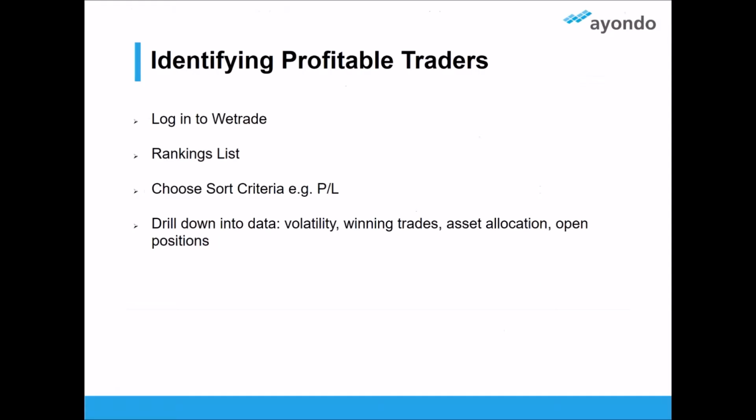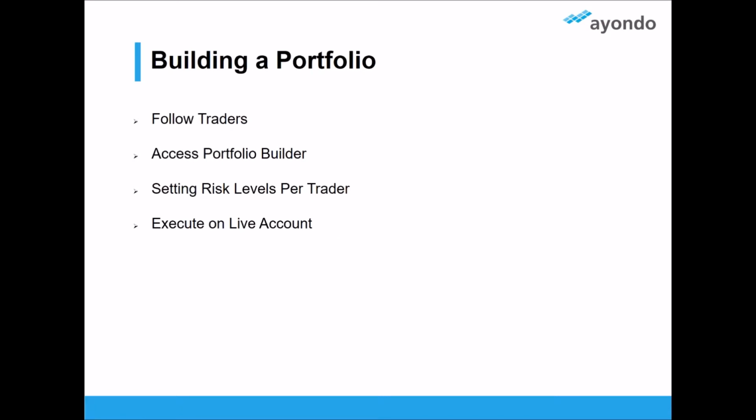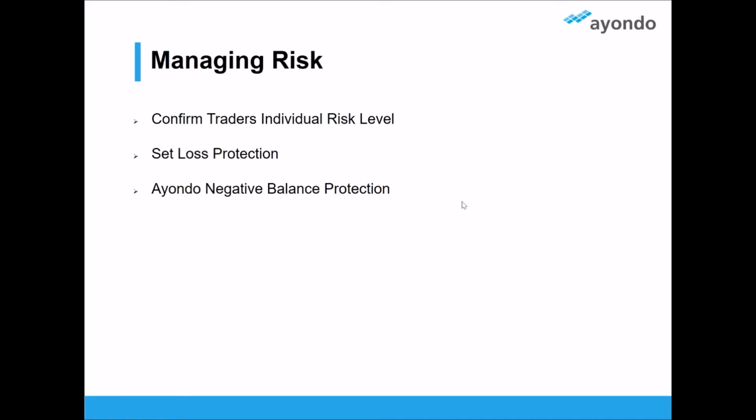Let's just jump back onto PowerPoint quickly. So we've done all of this. We've looked at the rankings list. The sort criteria I use is P&L, but keeping a wary eye on drawdown. Then we drill down into the data. So what's next? Well, the obvious thing next is to start following these traders. So if we think, well, actually, Smarty Trader might fit with my approach to the markets, I'd quite like to follow this person. So what we're going to do now, we're going to start following them, access the portfolio builder, look at levels of risk per trader, and actually execute that on a live account.